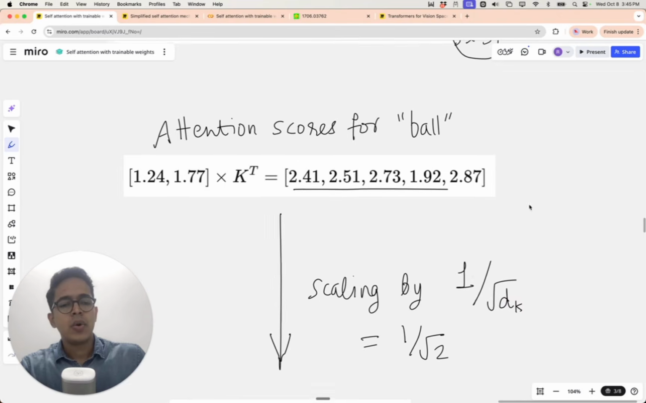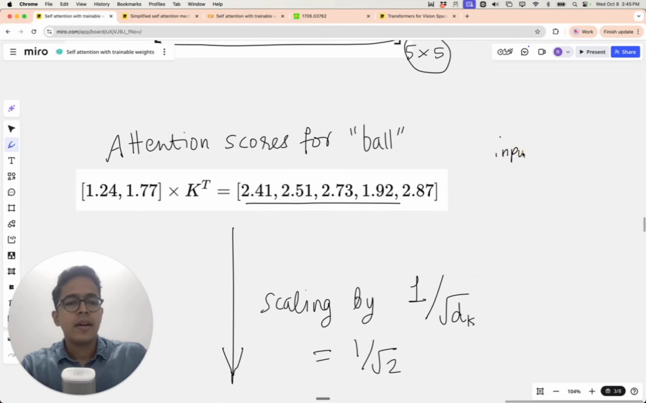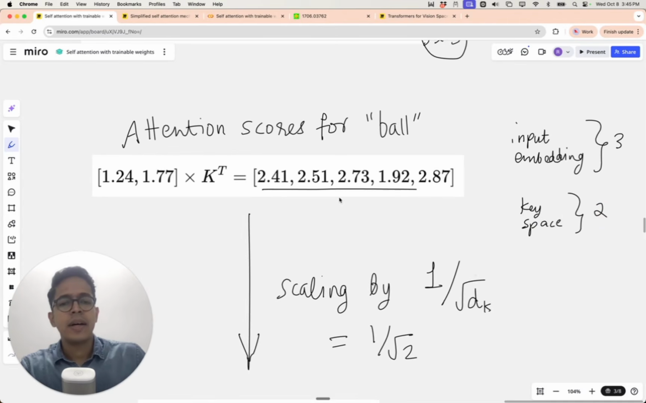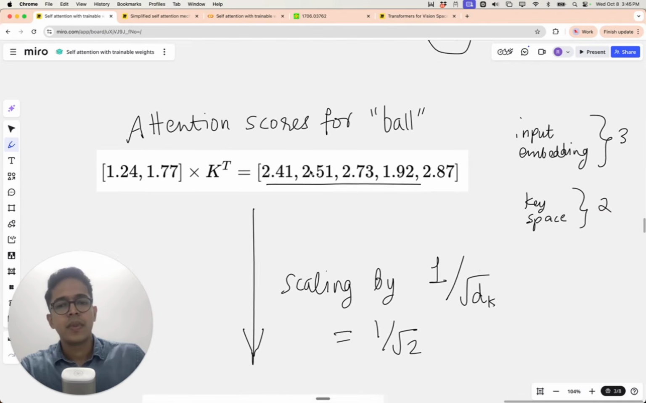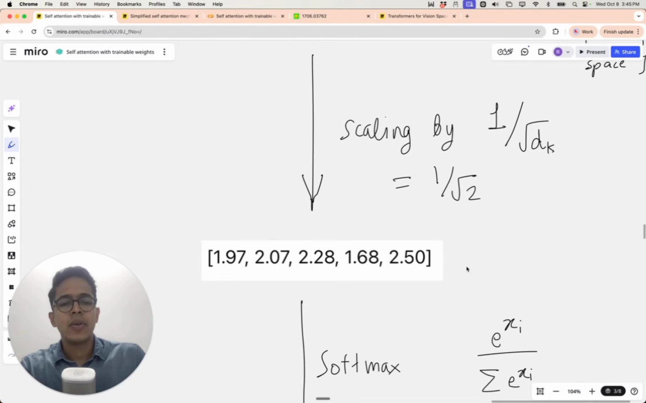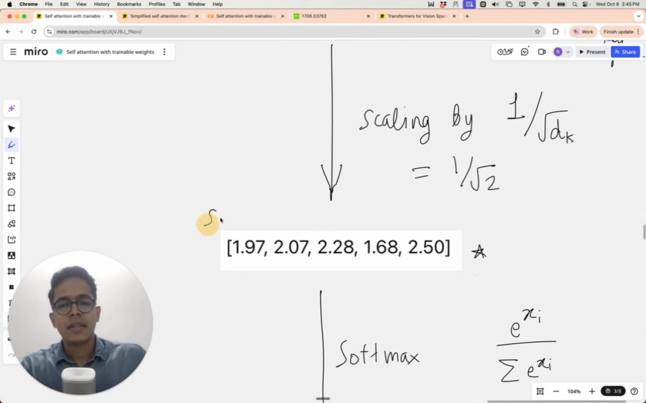Please note our input embedding space in our example had a dimension of 3. It was a 3-dimensional space. But the key space, query space, or value space has a dimension of 2. So we are dividing these numbers by square root of 2. When you divide by this number, you get the scaled attention scores.